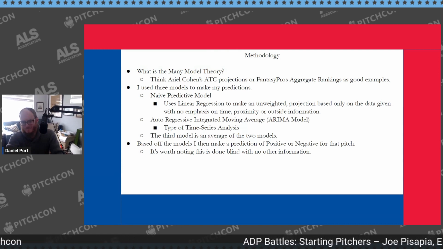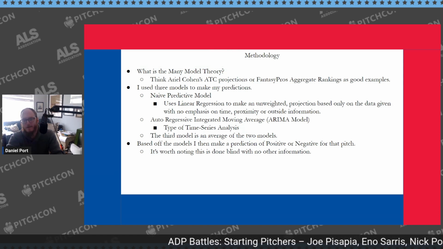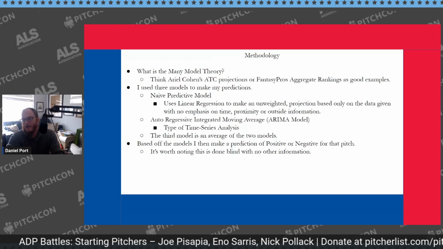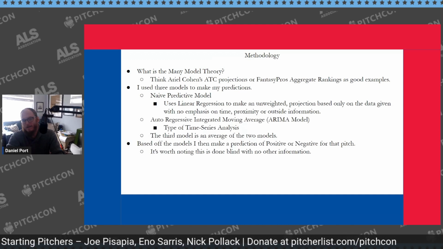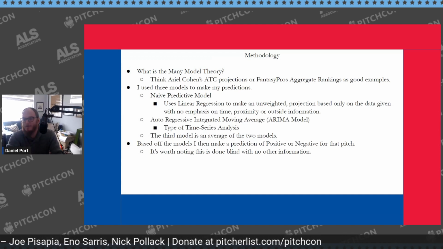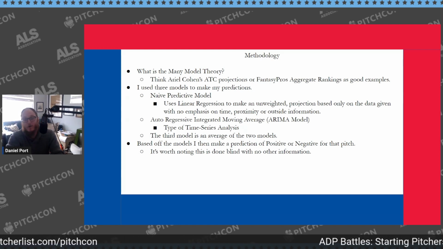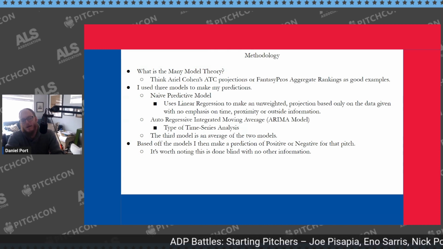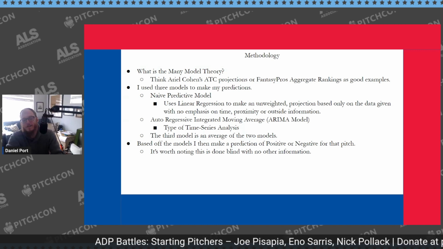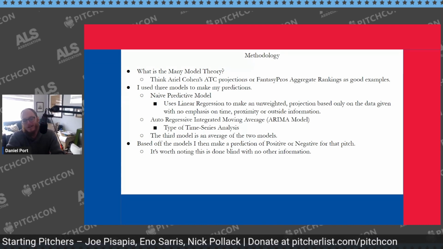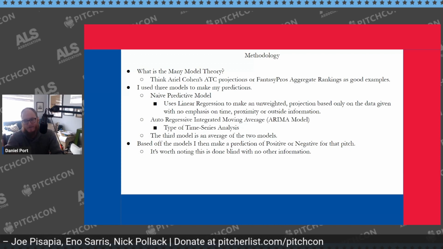So what I used was three different models to make my predictions. The first is what I call a naive predictive model. It uses linear regression to give an unweighted projection based only on the data given, with no emphasis on time, proximity, or outside information. Then the second model used is what's called an autoregressive integrated moving average, or an ARIMA model. It's a type of time series analysis, and we're going to dive into it in more detail in a second.